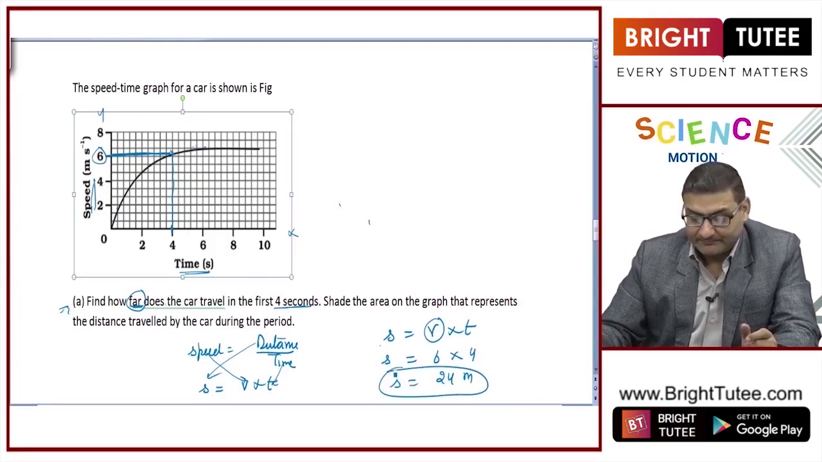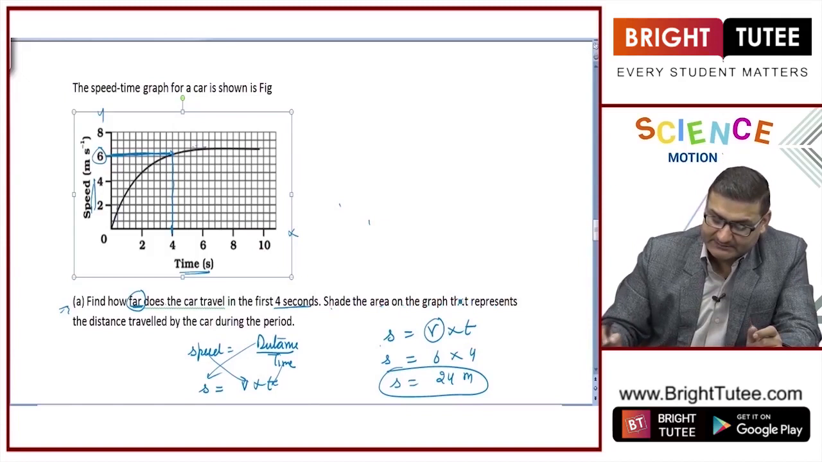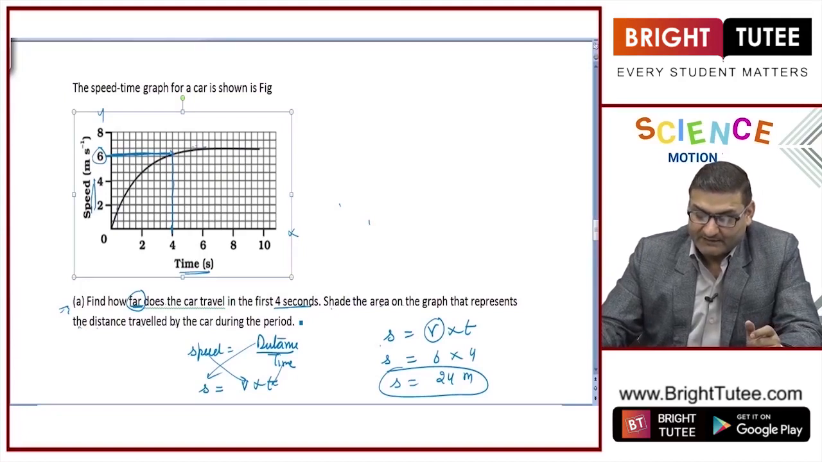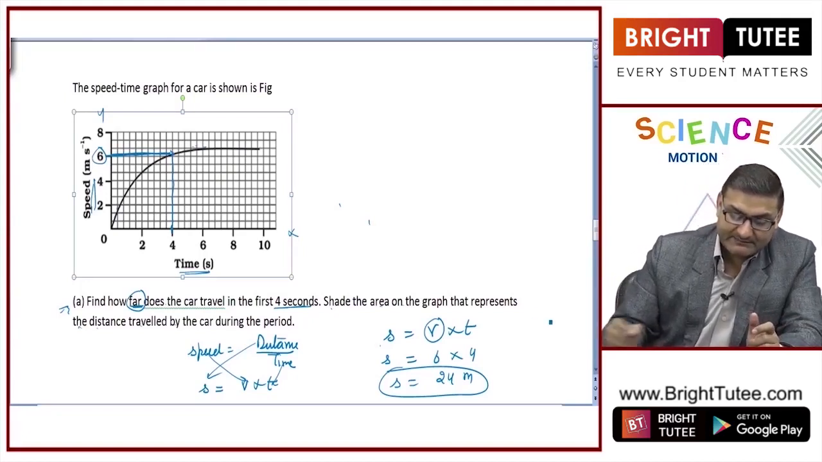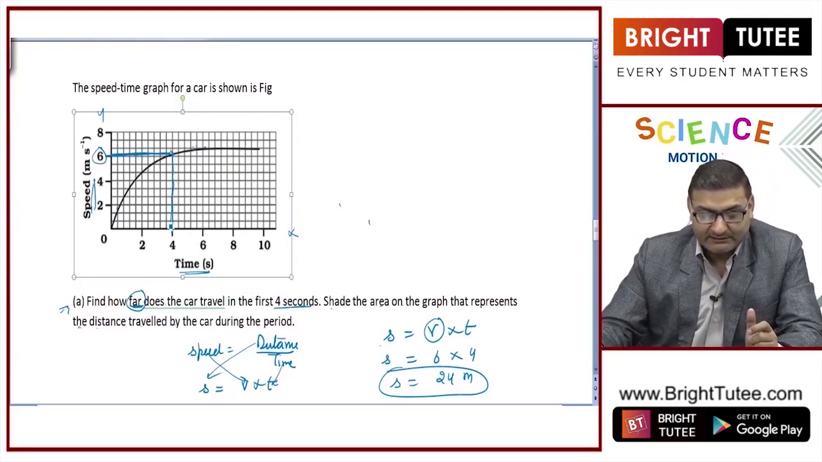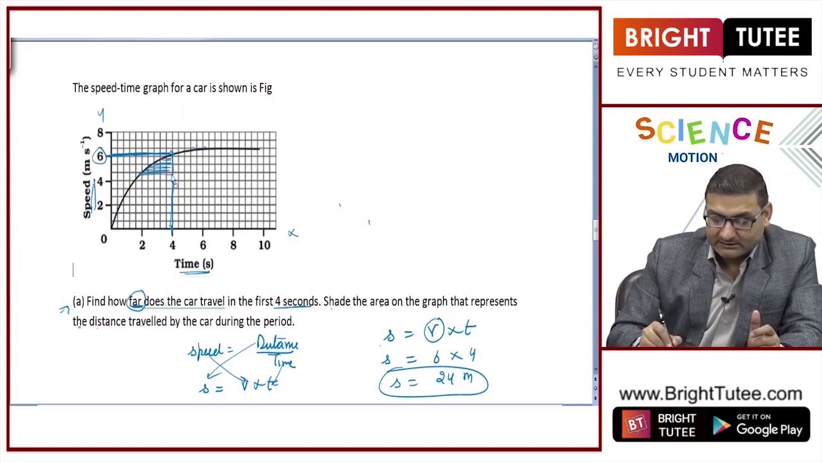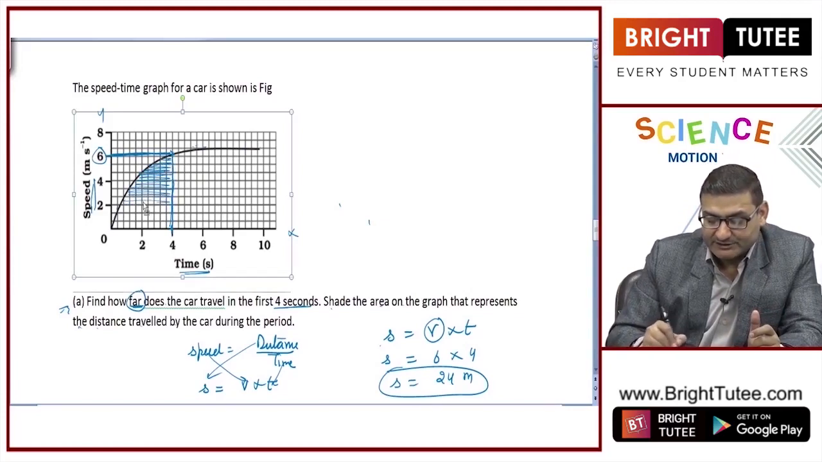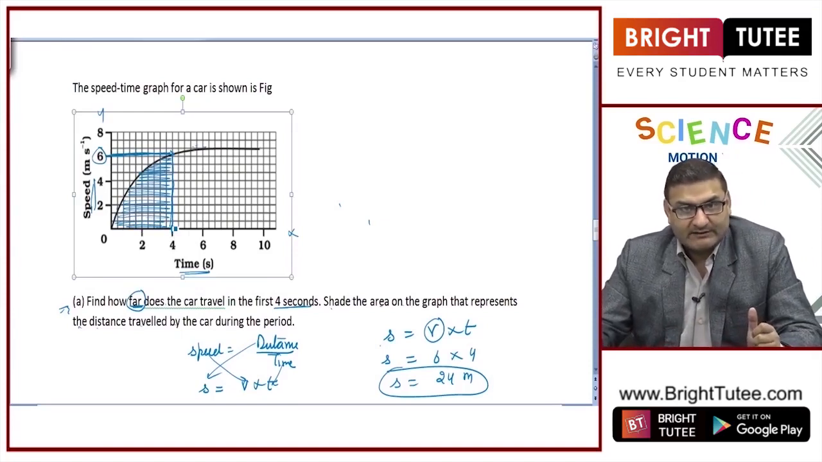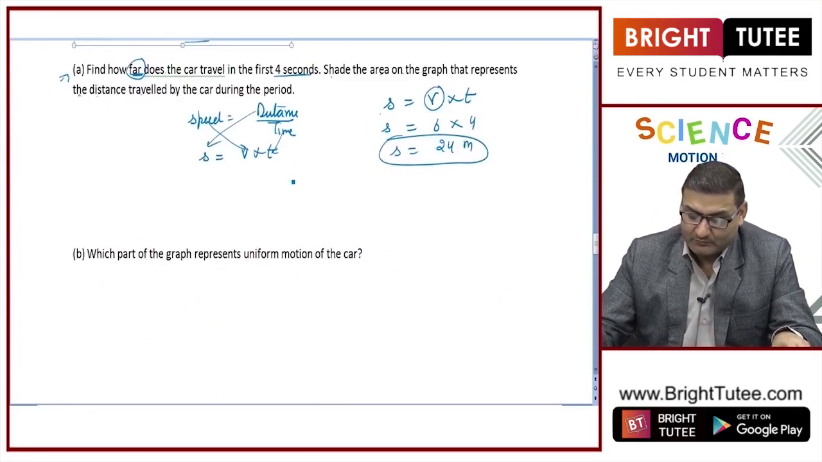Got it? Fine. Next, what he is asking is to shade the area on the graph that represents the distance travelled by the car during the period. We have to shade the area that represents the distance travelled, and we know that whenever we are talking about distance travelled, it is always the area under this line. So this whole portion will be shaded to calculate the distance travelled by the car. Got it? Fine. So this was quite simple.